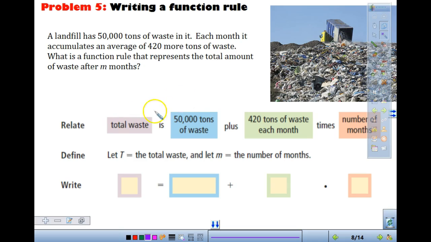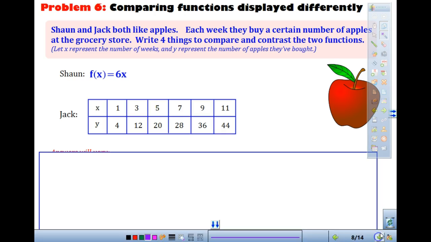Okay. So this one's a lot easier. I even have it set up for you. So read through this. The landfill has 50,000 tons of waste in it. Each month it accumulates an average of 420 tons more waste. What is the average rule that represents the total amount of waste in M months? So they pretty much give it to you in order. Fill in your variables, please. Do that right now. Fill in your numbers as you are taking a lesson. Look at your vocabulary, the landfill waste, what's happening, and you're writing this equation.